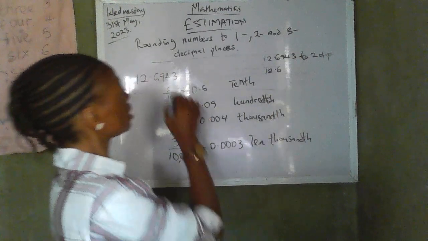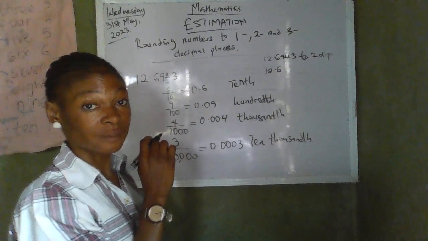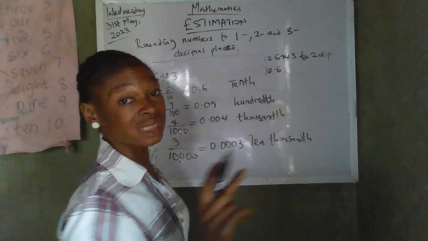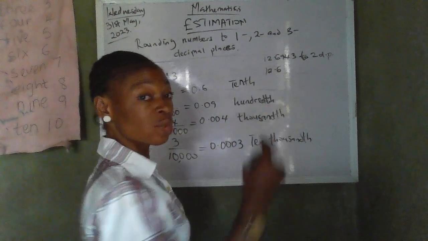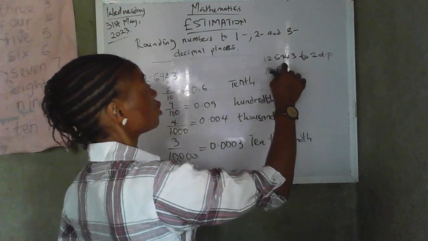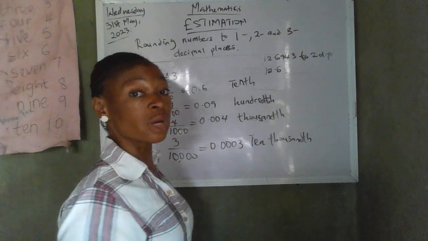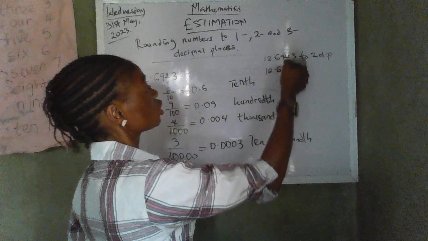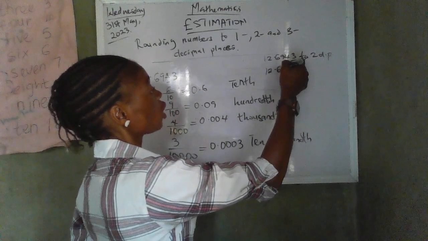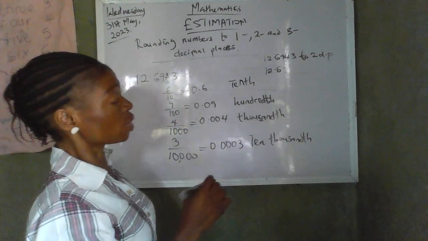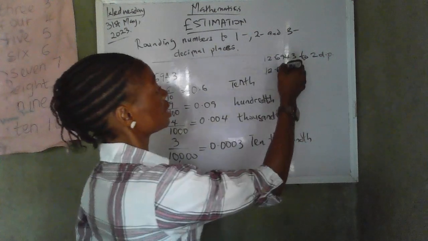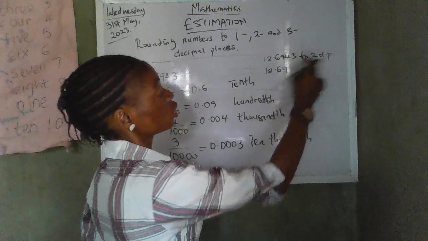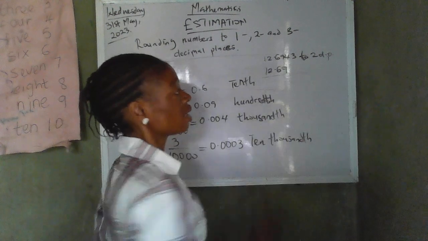To 2 decimal places, this will be the decider, the digit 4. We're rounding 12.6943 to 2 decimal places. The digit after the second decimal place will be the decider. And then now 4, in estimation in mathematics, automatically becomes 0. So adding 0 to the digit holding the second decimal place, which is 9, still remains 9. So 12.6943 to 2 decimal places gives you 12.69.